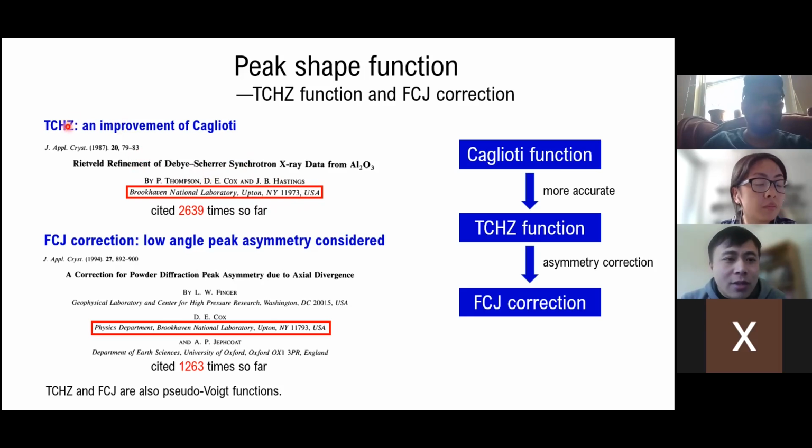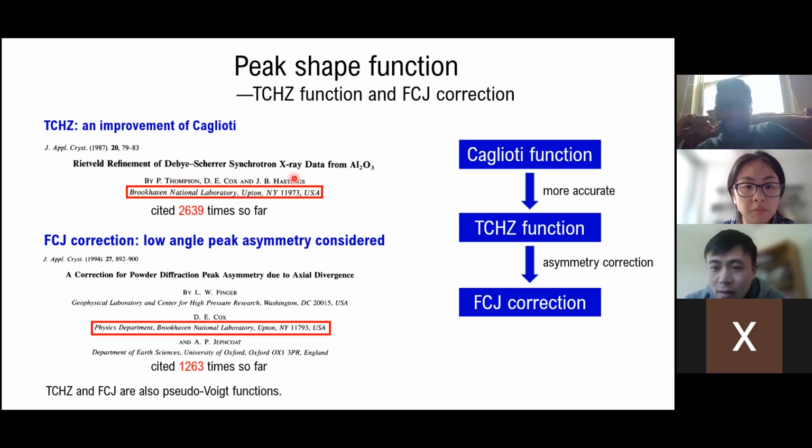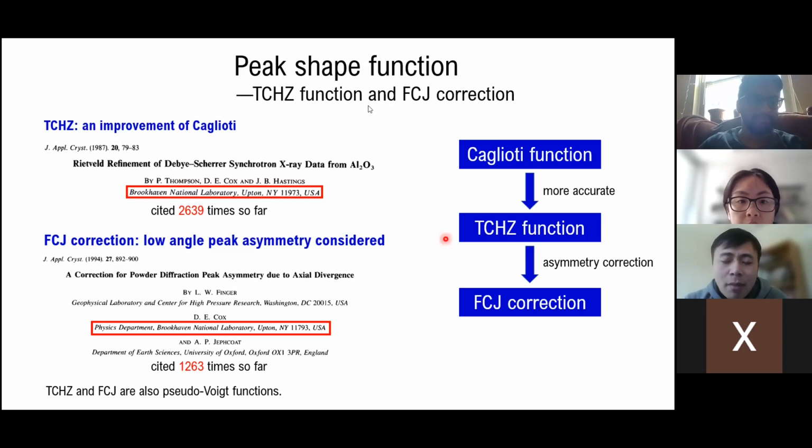And this first one is the so-called TCHZ. It has its origin from names, right? T stands for Thompson, C stands for Cox, and HZ stands for Hastings. So those people basically came up with ways to improve the Caglioti function, and it can actually fit the peak much better than the original Caglioti term.